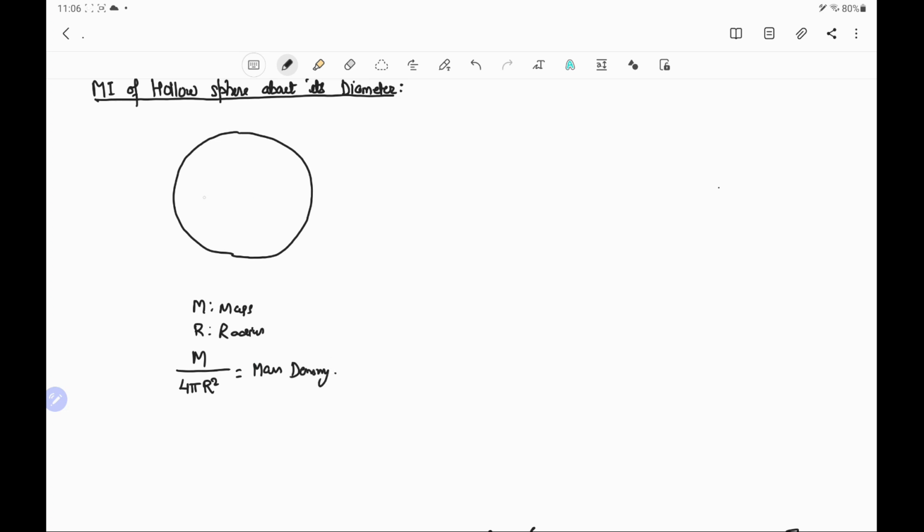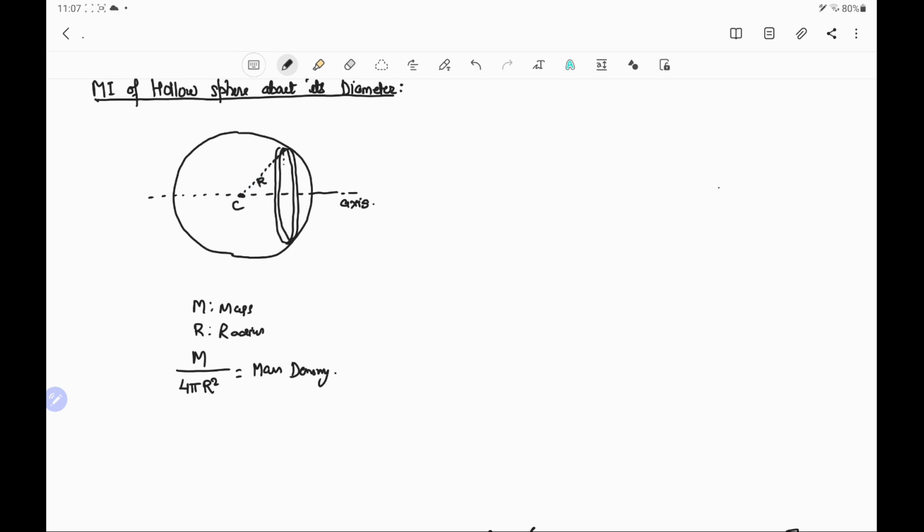To find moment of inertia about one of its diameters, the line which passes through the center, and taking it as the axis about which this sphere will rotate, we take an elementary ring. The axis of this ring is also the same as that of the hollow sphere. R is the radius of this sphere.